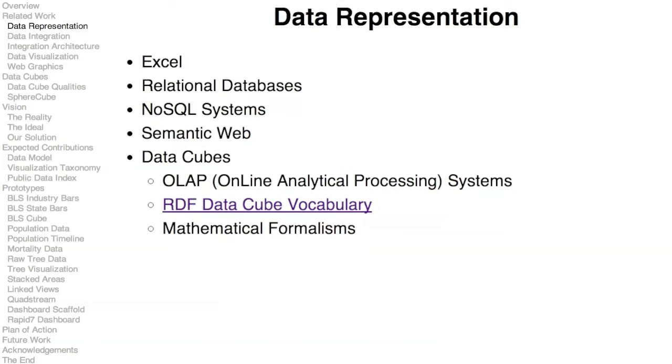In data representation, there's a long history of representing data as tables. Like Excel is widely used to publish data and to use data. Relational databases are a very mature platform for representing data. And today, with the scale of the web, NoSQL systems have sort of become more popular. The semantic web is a vision for this integrated web of data, but that seems not to have really taken off as much as it could have.